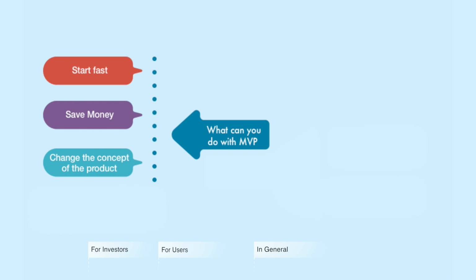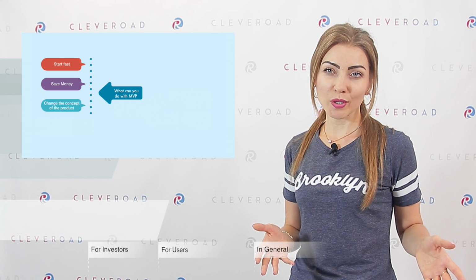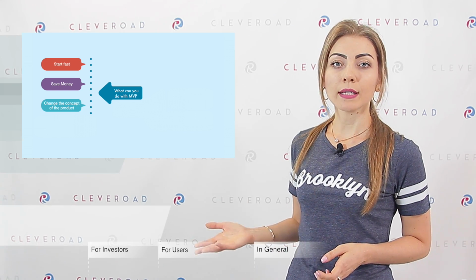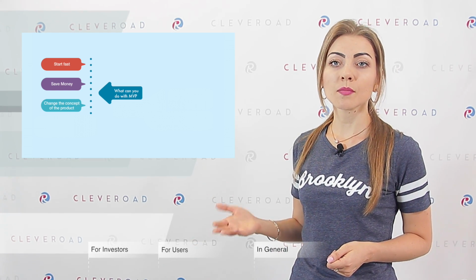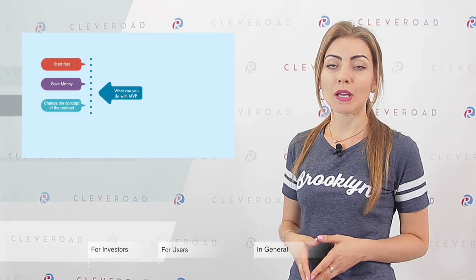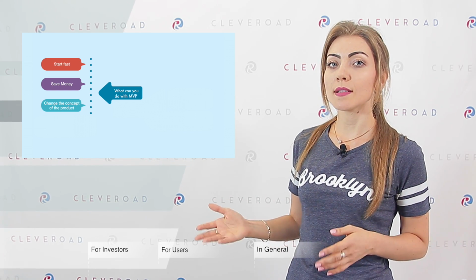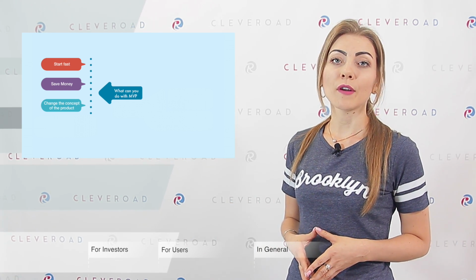You can change the concept of the product. After the launching, you may see that your target audience isn't interested in your app, but there is another group of people who enjoyed it. You can change the design and add some features, changing the concept to attract more users to your product. With an MVP, it's much easier to do than with a fully functioning app.